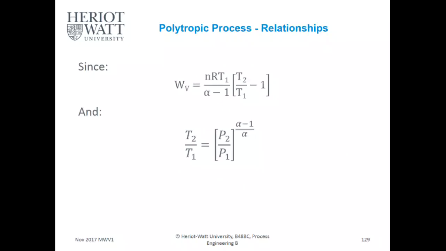You can plug that into your previous equation, and you get what's in your notes. Volume work equals negative P1 V1 over alpha minus 1, multiplied by 1 minus P2 over P1 to the alpha minus 1 over alpha. That was the three polytropic relationships and the volume work polytropic equation. Sure, that's it.